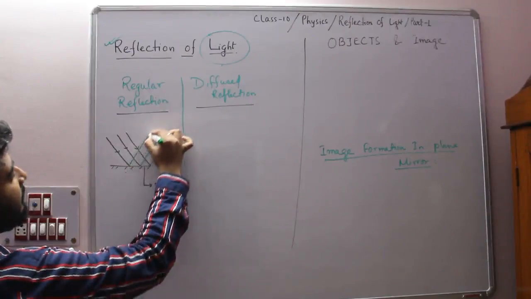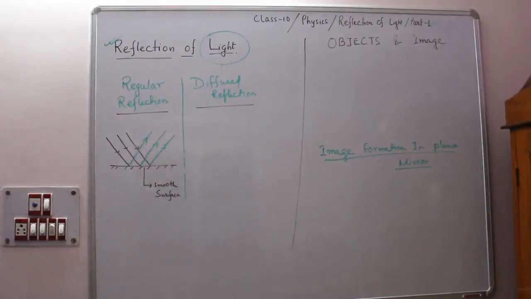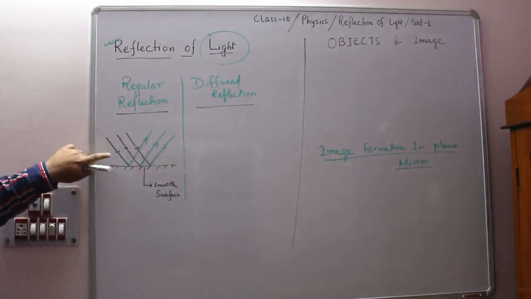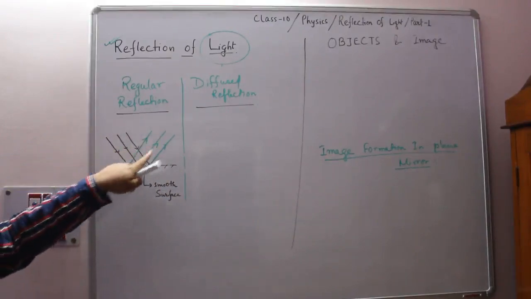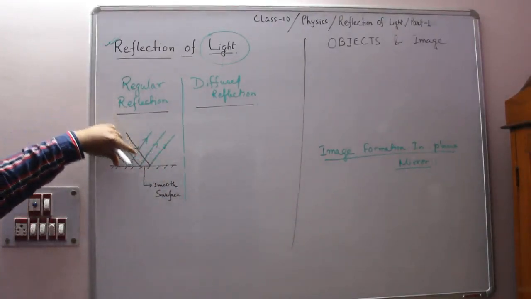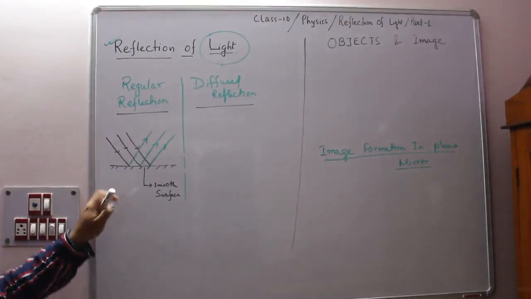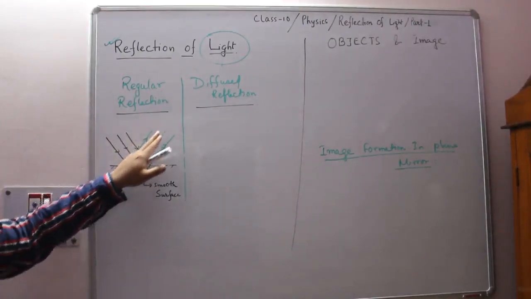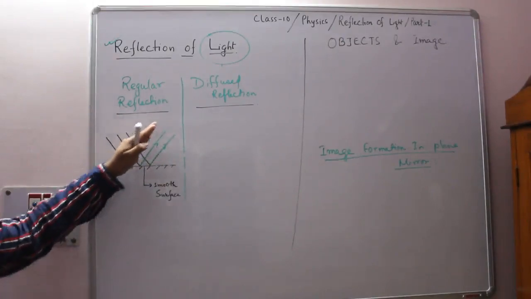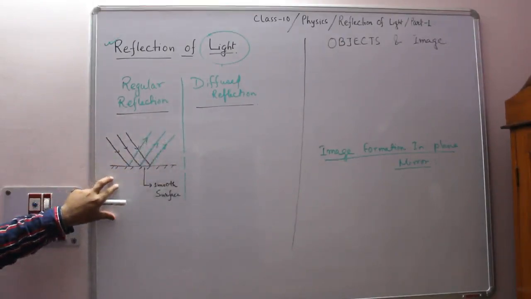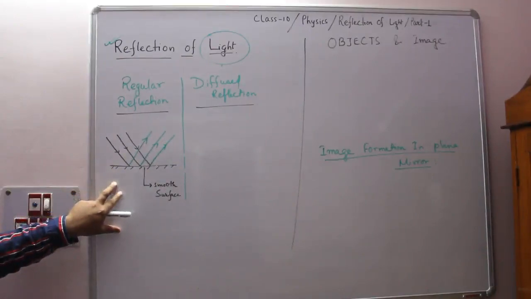The green rays represent the reflected light. So this is the incident ray and this is the reflected ray. The incident rays will always be parallel because we are sending the light in a parallel manner. But after reflection, if they also remain parallel, we will call it regular reflection, which takes place where? In the plane mirror.